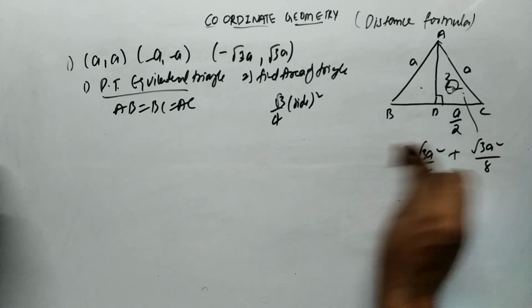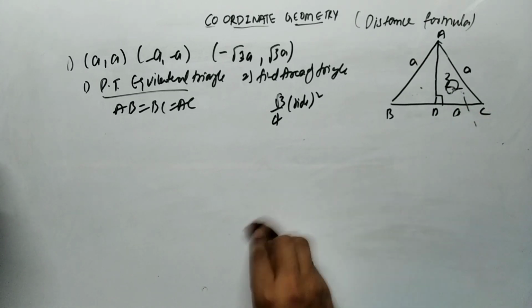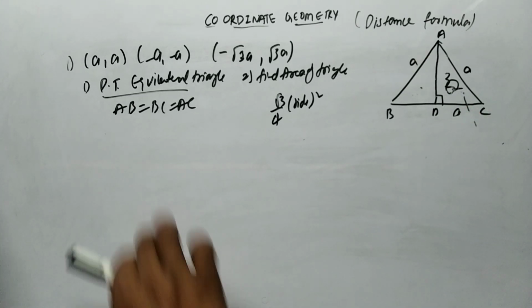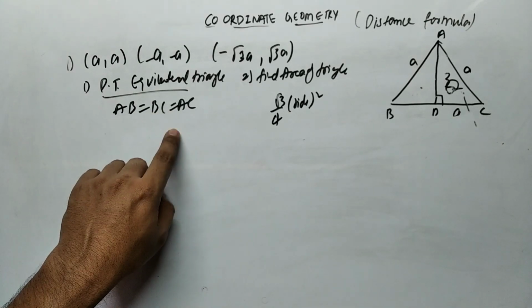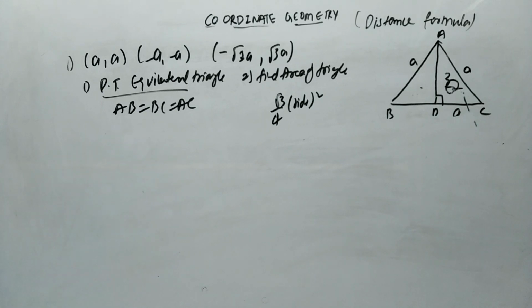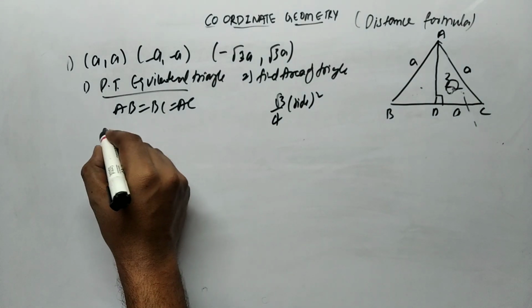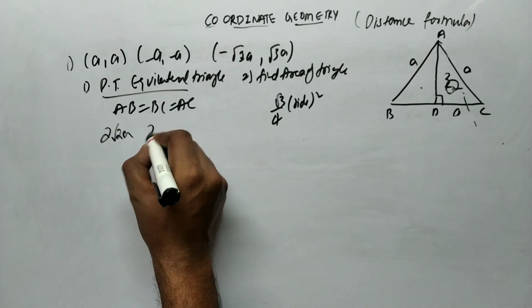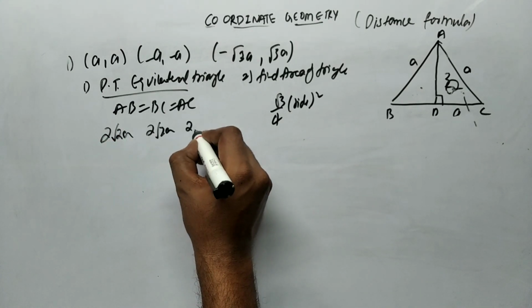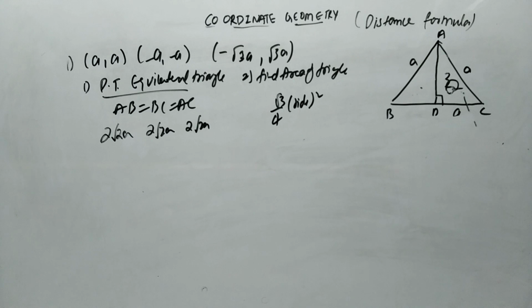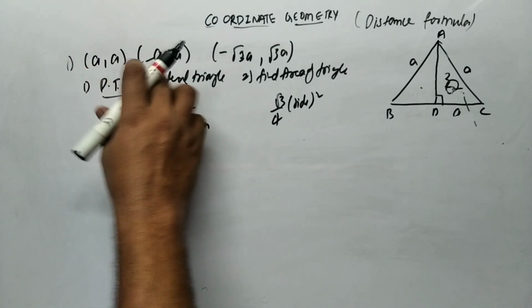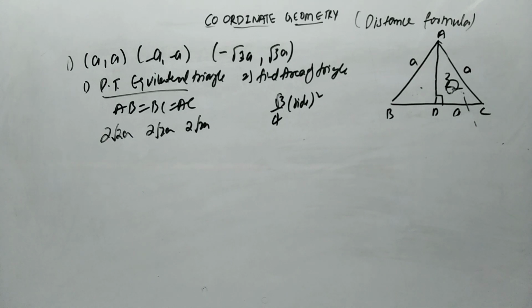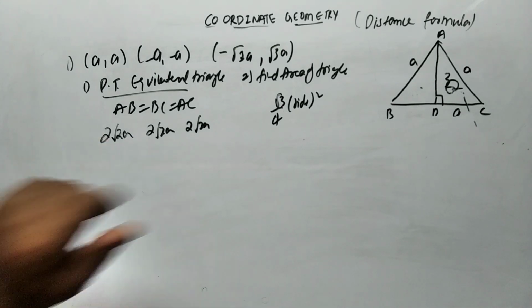Okay, so now what you need to do: first, you need to prove that AB is equal to BC is equal to AC. You just find it. You will get equal values: AB will be 2 root 2 a, BC will be 2 root 2 a, and similarly the AC value will also be 2 root 2 a. Just substitute these points in the distance formula and you will get the distance.